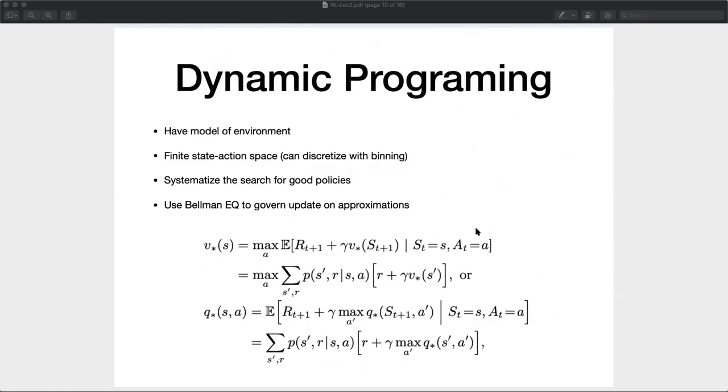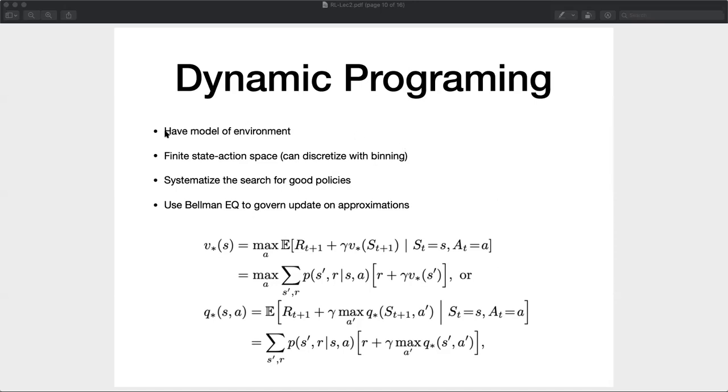Okay, so now I can talk about dynamic programming. In dynamic programming, what we want to do is figure out a way to find that good policy, right? So far, I've just said that we have a policy, but maybe we want a systematic way to improve our current estimates of a policy.